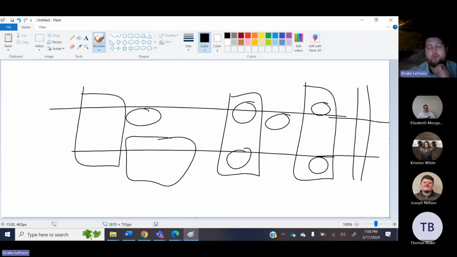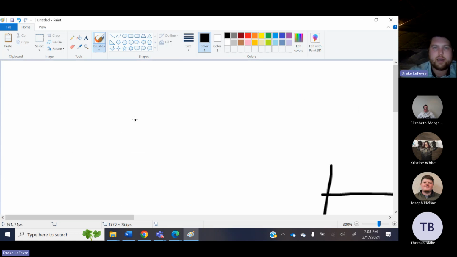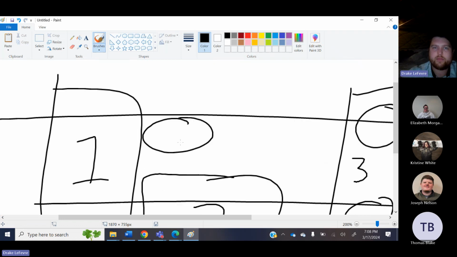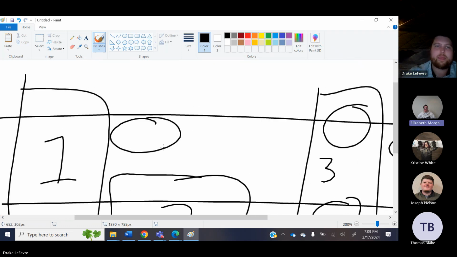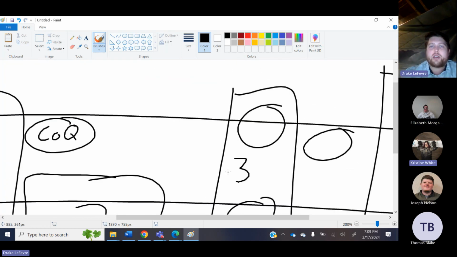Kind of like this. I haven't drawn this out in a long time. So there's 1, 2, 3, 4, and there's 5. Then the first circle right here. What's this enzyme? What's this one called? CoQ. What's another name for CoQ? Ubiquinone. Yeah, that's it, ubiquinone.